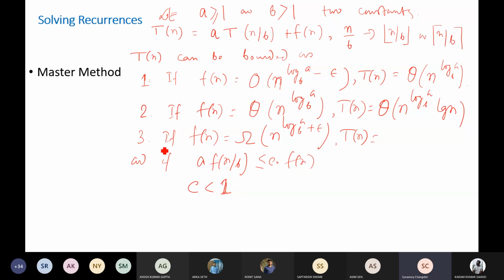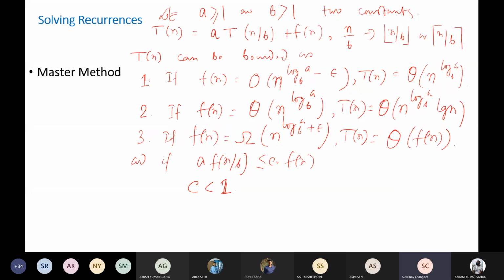So for case 3, there are two conditions. One is f(n) must be Omega(n^(log_b a + epsilon)), and a f(n/b) must be less than or equal to some constant c times f(n), where c is less than 1. Then T(n) can be bounded as Theta(f(n)). So these three are the different cases of the master method.